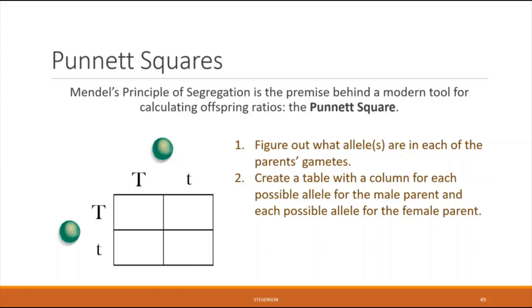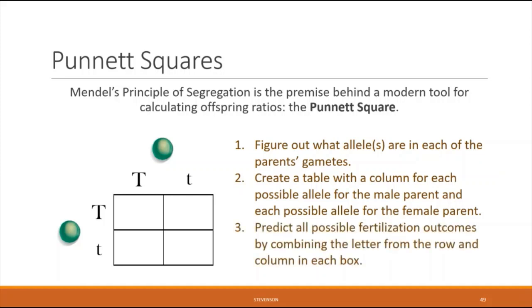And then the third and final step is that you predict every possible fertilization outcome by taking the letter that is at the top of a column and the letter that is at the side of a row and writing them together in the box that corresponds to them. So if we were to fill in this table in this manner, here is what we get.